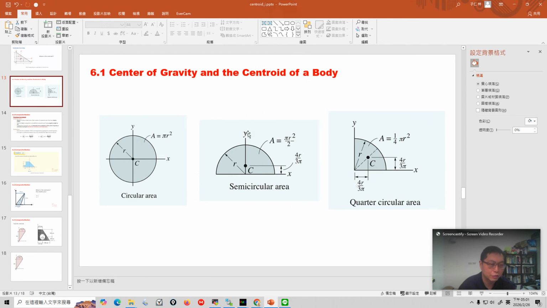Not the center, actually. It's not the center. It lies on the y-axis, right on the y-axis, and the distance from the x-axis is 4r/3π. R is the radius of this semicircle area.